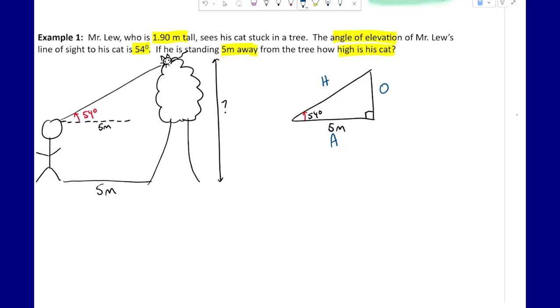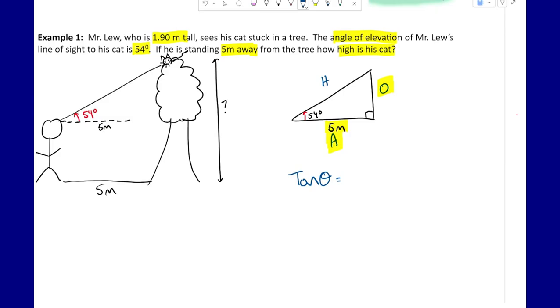I need to figure out what ratio to use. So what sides are we dealing with? Well, we have to be dealing with our adjacent, because that's the only side that has information. I am also looking for the height of the tree, so I should be dealing with the opposite, because that represents part of the vertical line, or part of the height of the tree. So I'm going to be dealing with O and A. That means the ratio is the tangent ratio, or tan ratio.